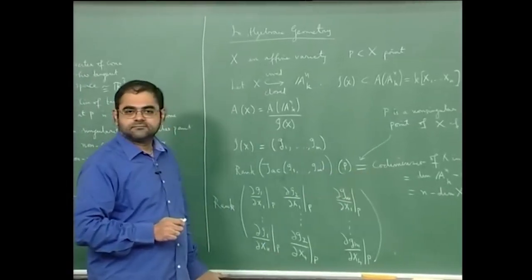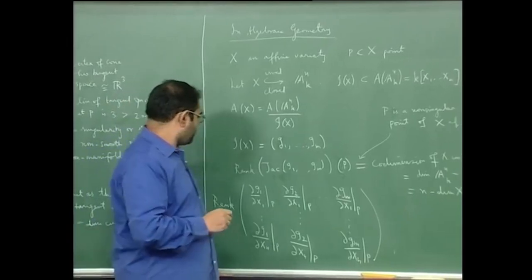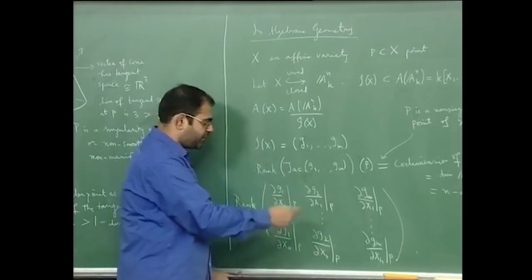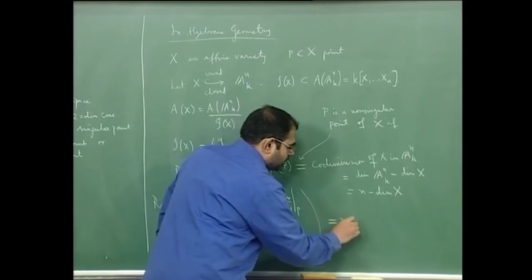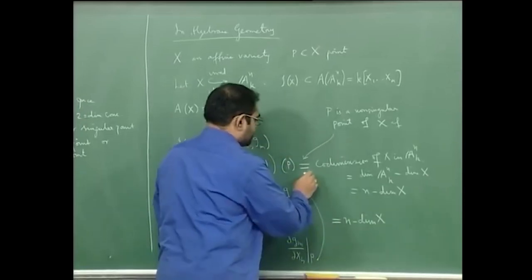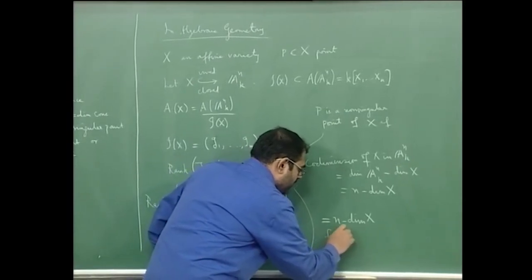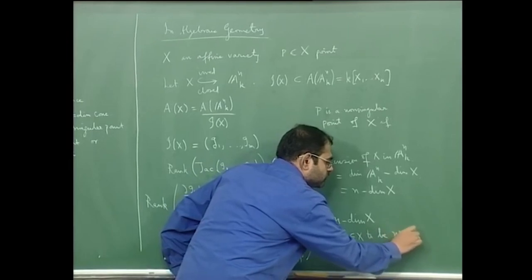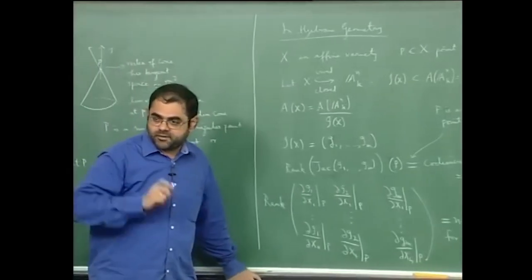So the condition for P to be a non-singular point of X is that the rank is equal to the codimension, alright. So this is the condition, and by the way, the rank of the Jacobian at the point P is actually the rank of this matrix, okay. So this is equal to n minus the dimension of X, so this is the condition for P in X to be non-singular, or for it to be a smooth point, okay.